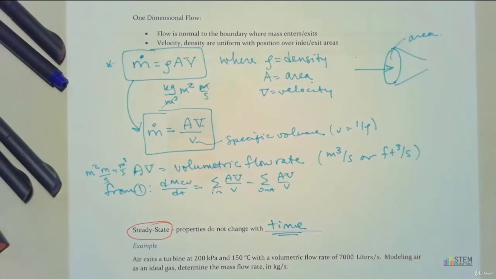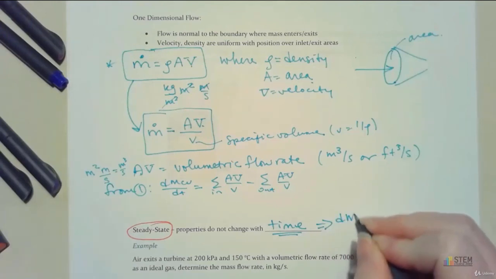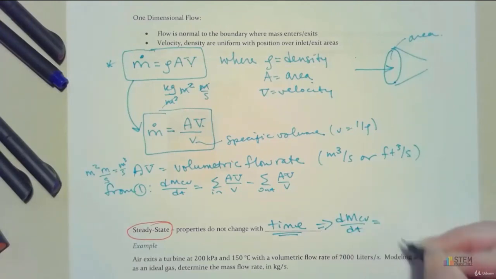And that is important because if you look in our expressions, let's just look at this one for example. We've got dm_CV/dt. We're trying to take the derivative of the mass of the control volume with respect to time. So if we have a steady state system, that means our properties don't change with time. So that, by definition, means that this term is going to equal what? That's right, it's going to be 0. What a simplification. That is something we want.